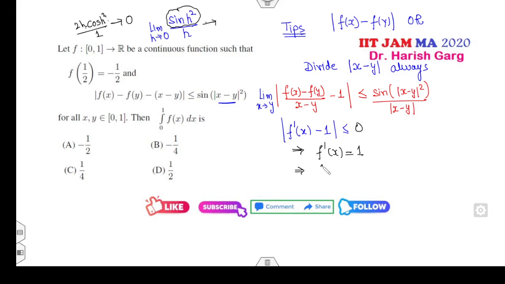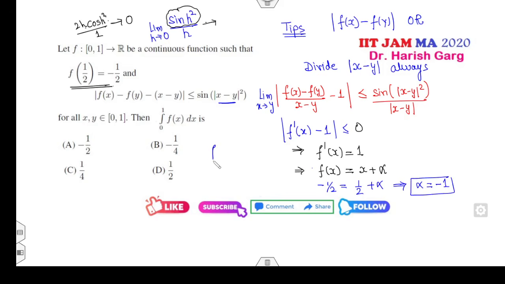Now you can integrate them. F of x will be x plus constant. So now it is given that f of half is minus half, which is plus half plus alpha. That implies alpha will be minus 1.